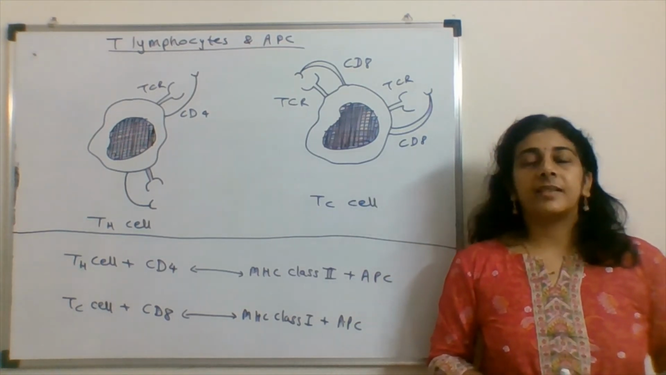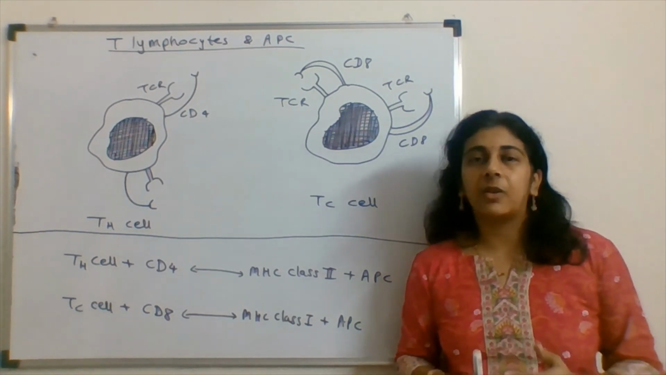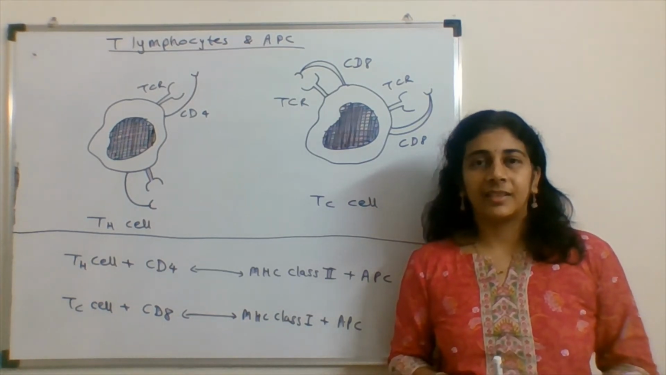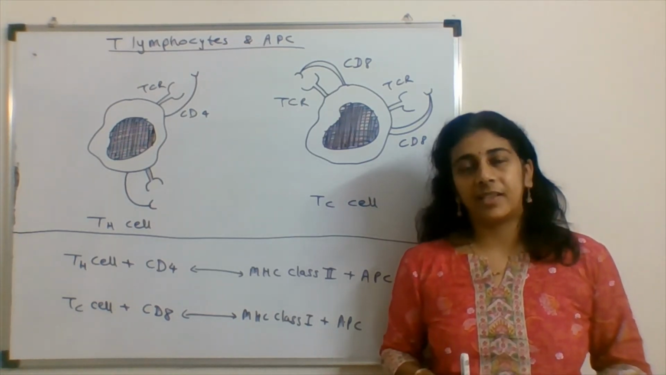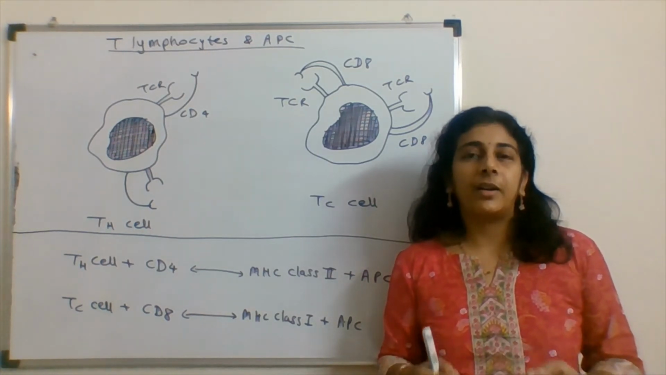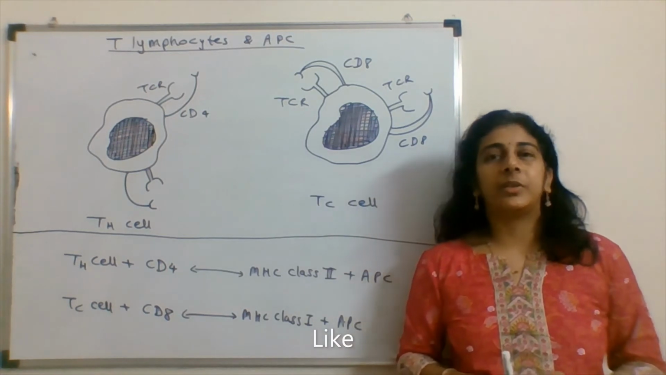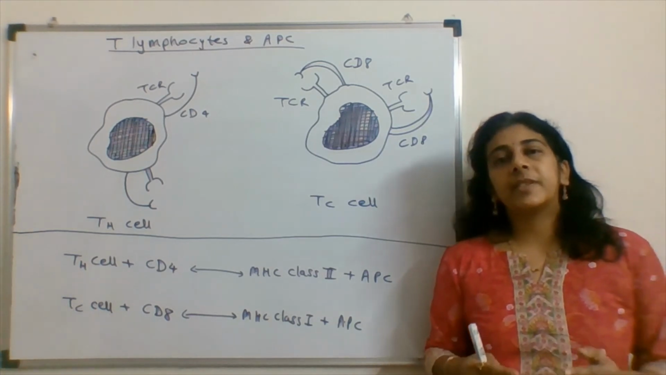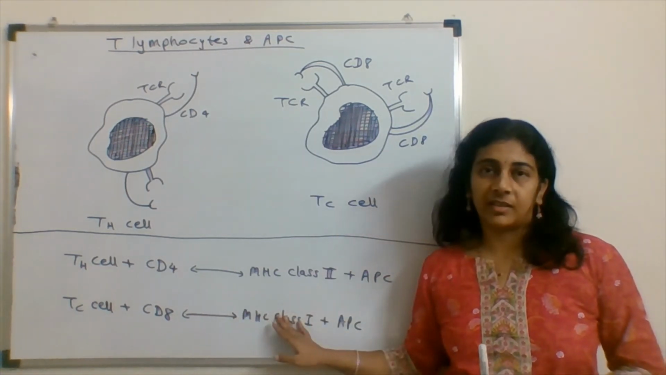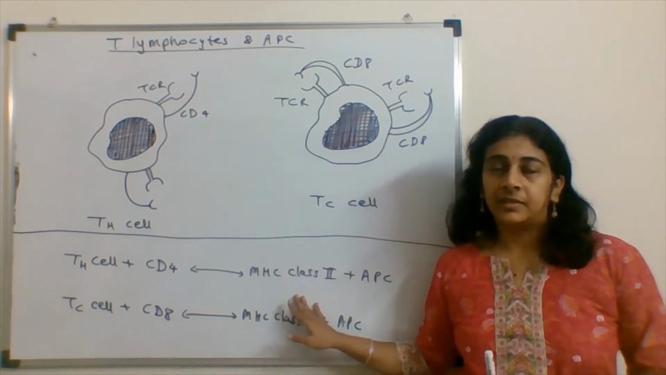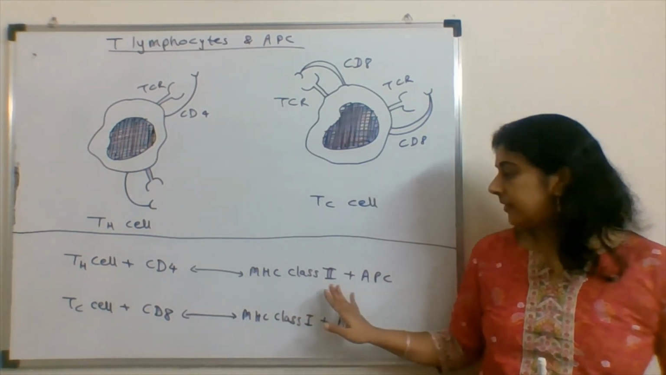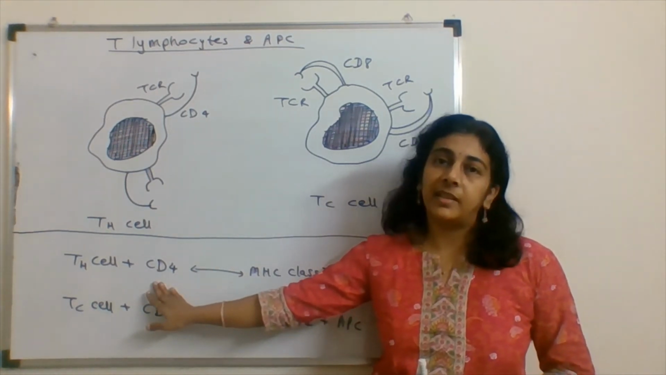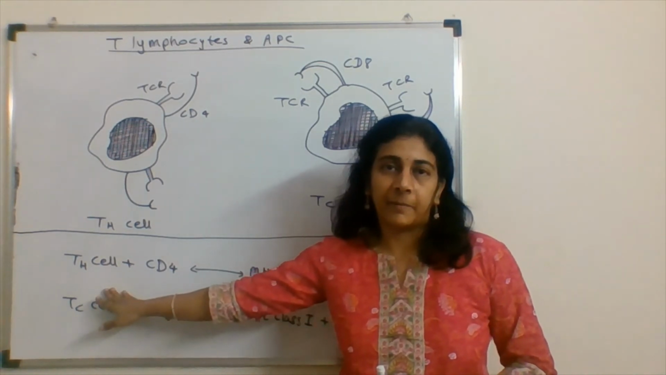What do these APCs do? APCs do phagocytosis. They circulate in the blood. If they encounter an antigen, they phagocytose that antigen and present a part of that antigen on the MHC molecule which is present on their surface. So due to this presentation, there is a specific recognition. This is a combination to be remembered. If the APC has an MHC class 2 molecule, it is recognized by the CD4 molecule present on the T helper cell.